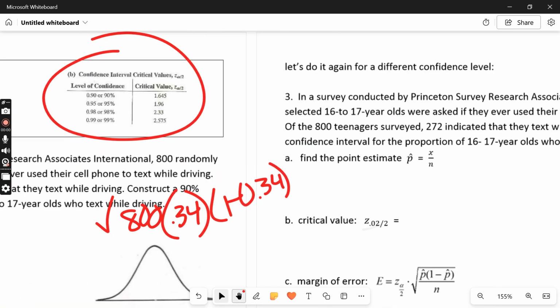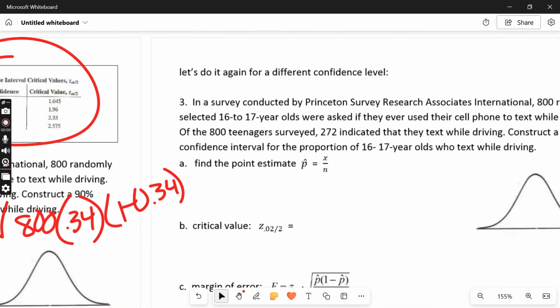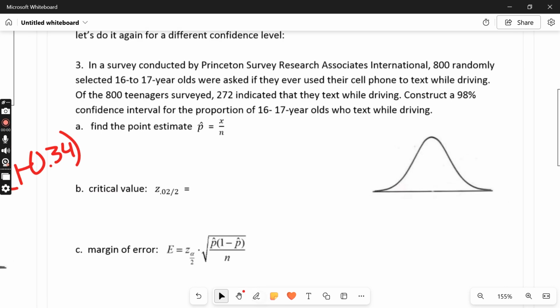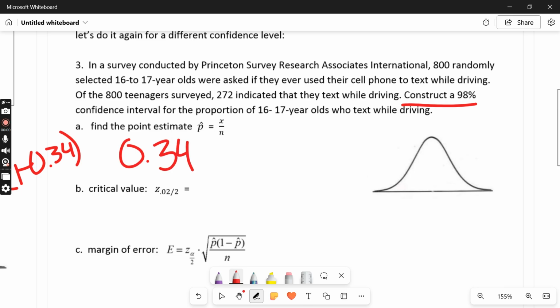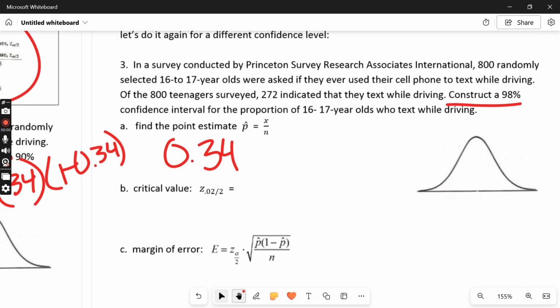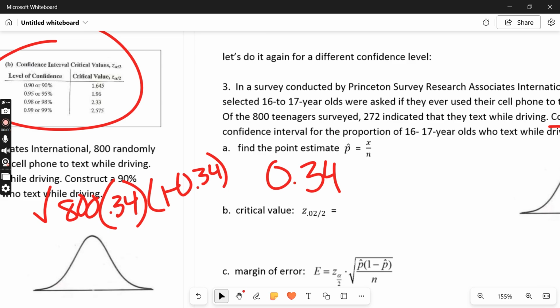Okay, so let's do it again. Same information, different levels. So the only thing that changed on this was 98% confident. Okay, so our point estimate is still the 0.34. Our critical value is what changes because that's based on our confidence level. So I'm going to come back over here. 98 is 2.33.